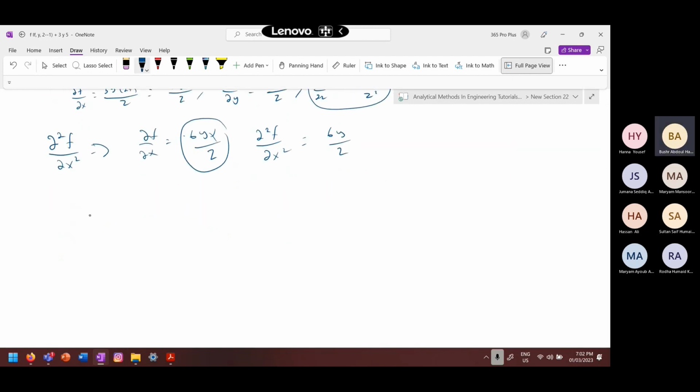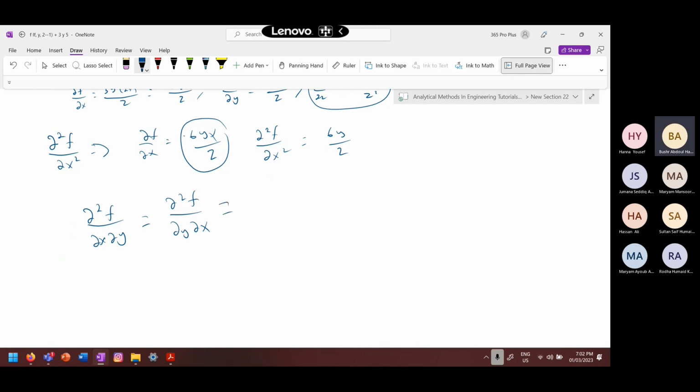Now what if you have partial square f over partial x partial y? It means that you will do partial differentiation twice, once for x, the second one for y. But it doesn't matter if you started with x or y, because this is also equal to partial square f over partial y partial x. It's the same. You can start with any variable you want.